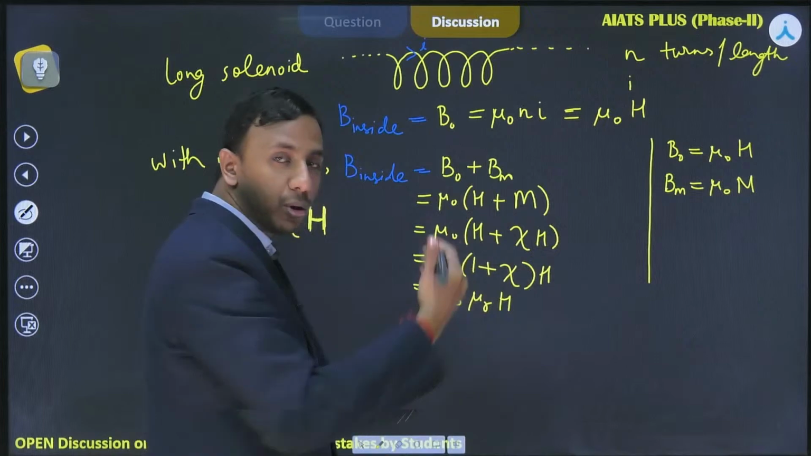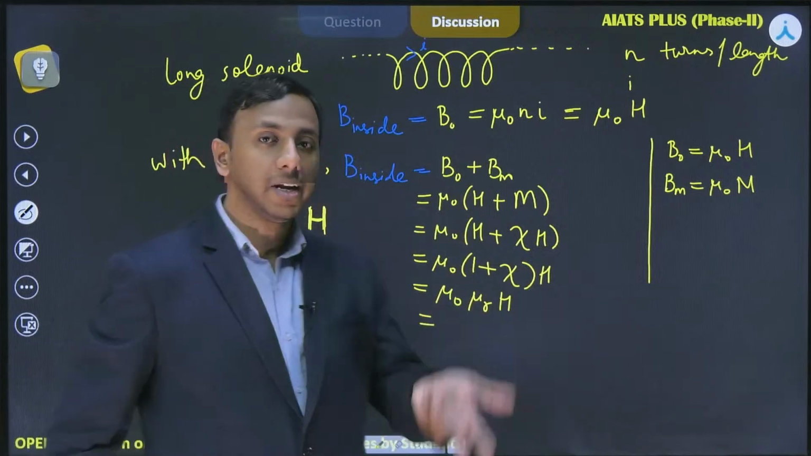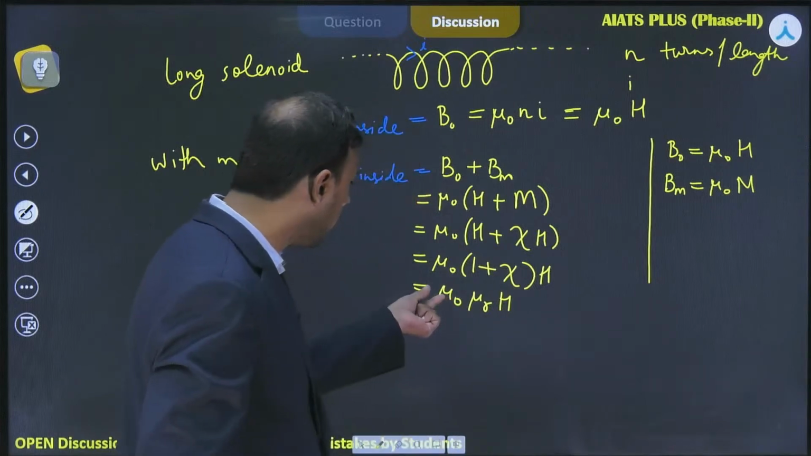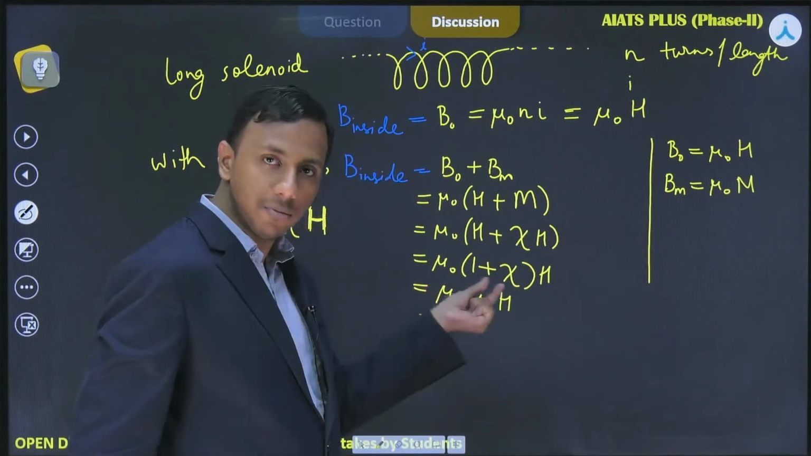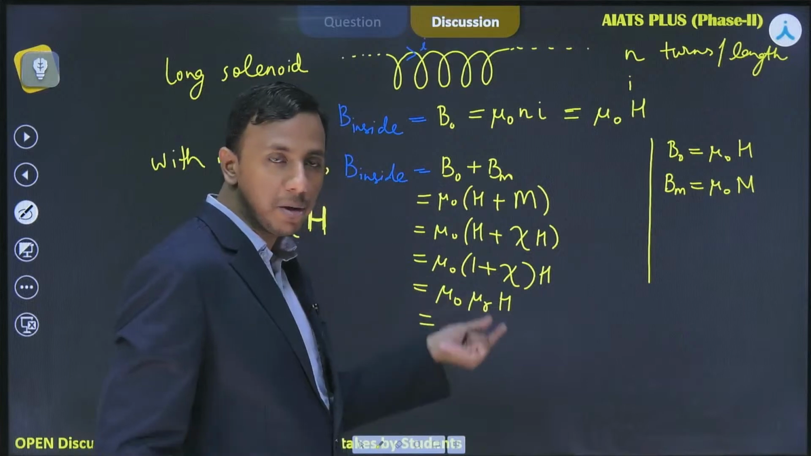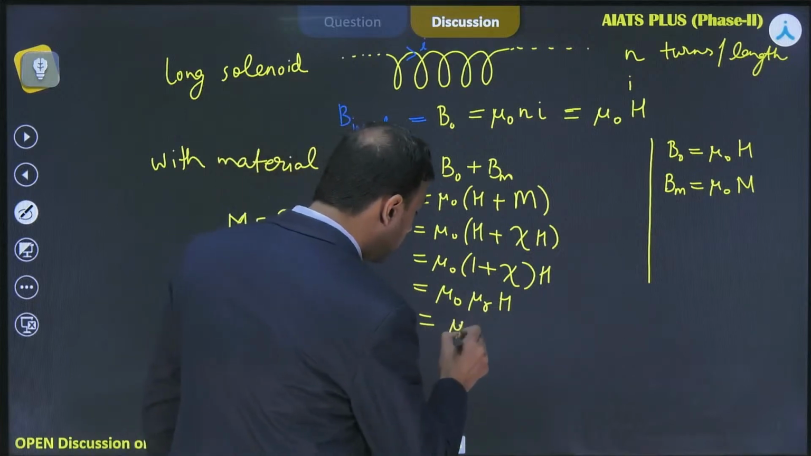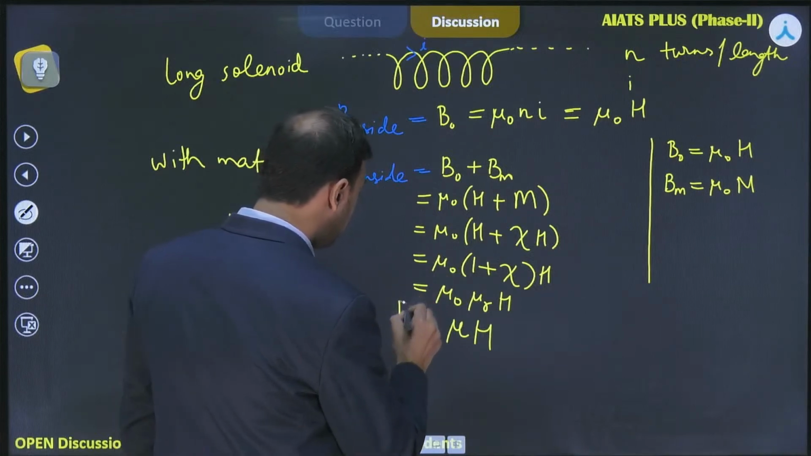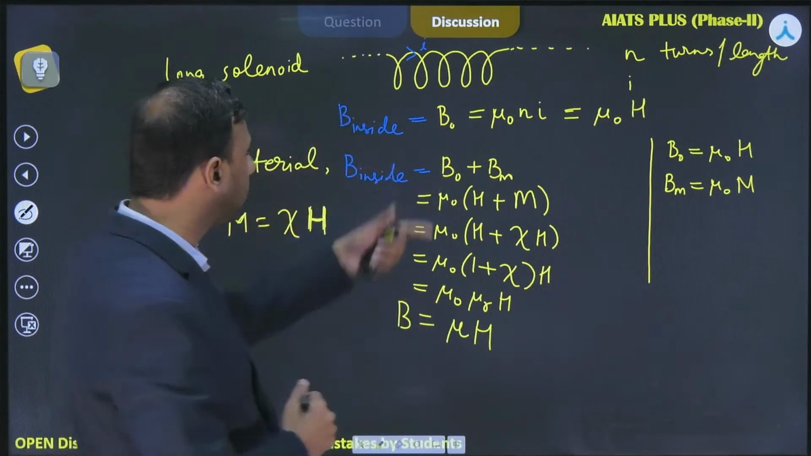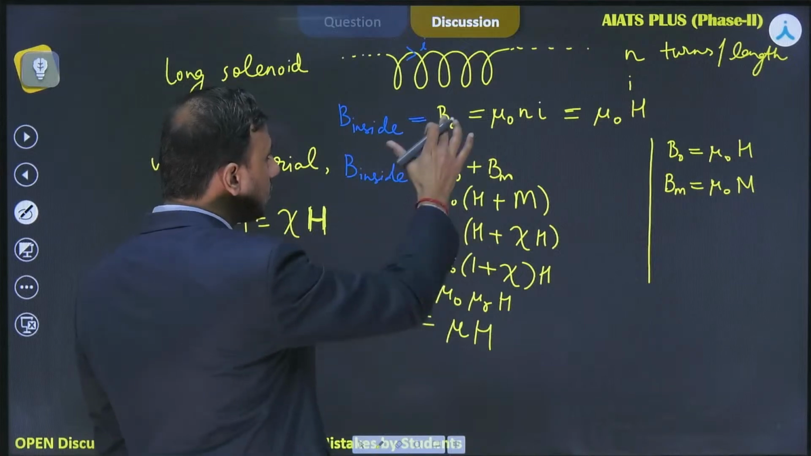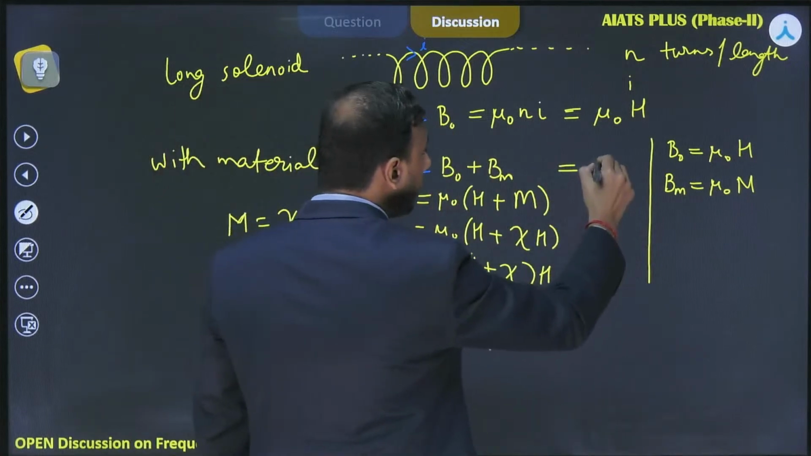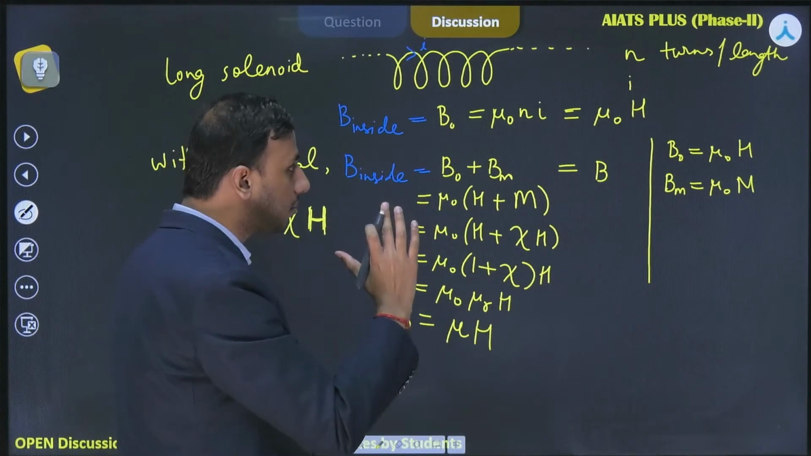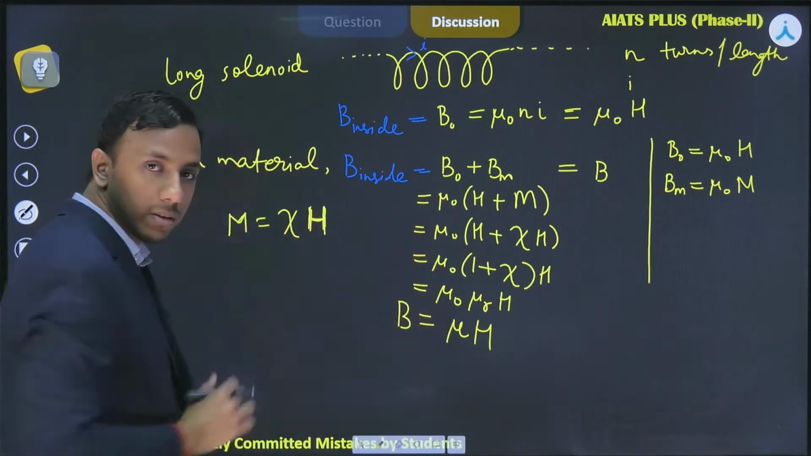And what becomes mu naught into mu r? That becomes magnetic permeability. So please remember the difference between these terms. Mu naught was your what? Permeability of free space. This is relative permeability, and this one is magnetic permeability. Okay. And this is your B. If you simply want, this is your B only. So instead of B naught here, this is B. So B is equal to mu H, and M is equal to xi H. That you need to remember, right? M is equal to xi H.